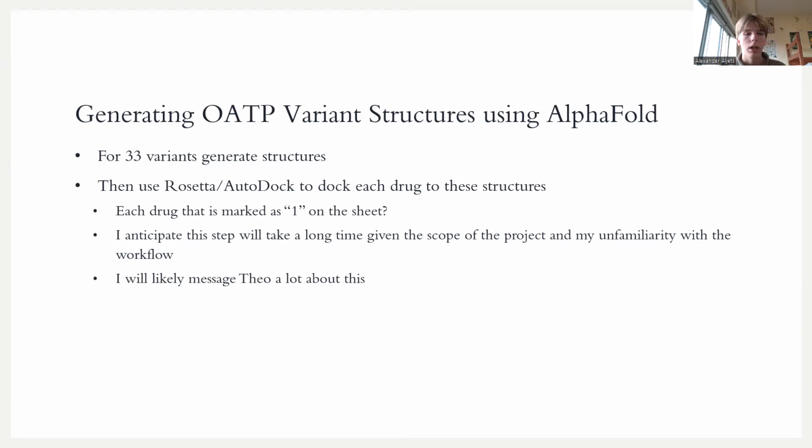And then after that, either use Rosetta or AutoDock to dock each drug to those structures. Is that each drug or substrate either way? Is that just things that are marked 1 on the spreadsheet, the known substrates? What's the deal with that? Because if I went through all 200 of the substrates for each of the 33 variants, I'd assume it would take a long time and suck.